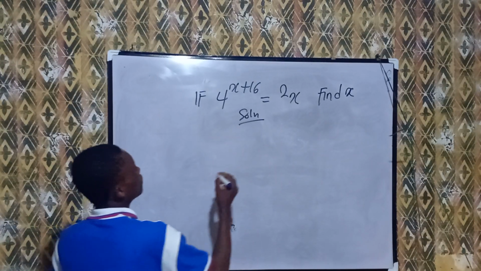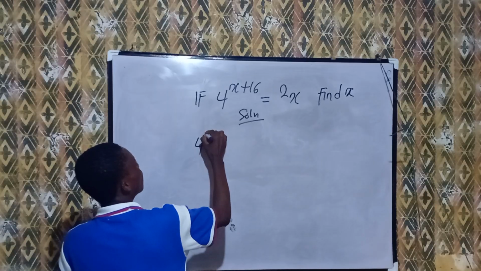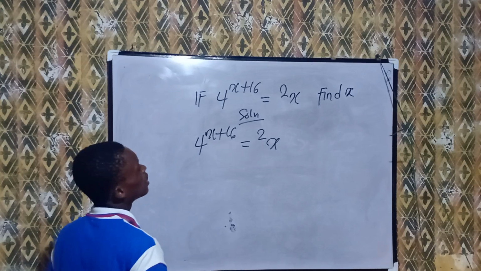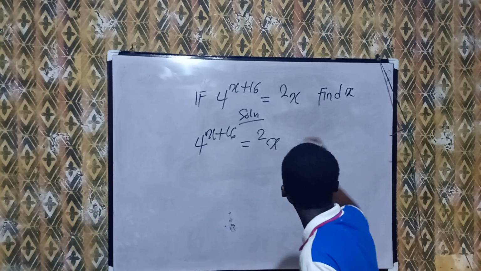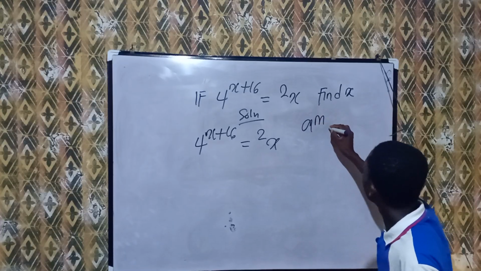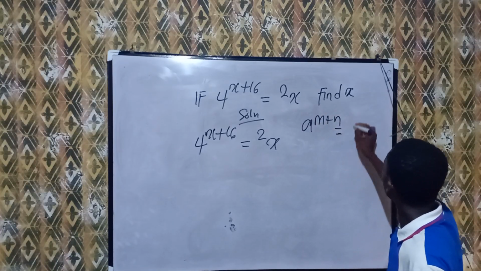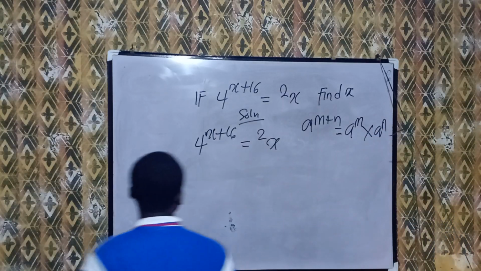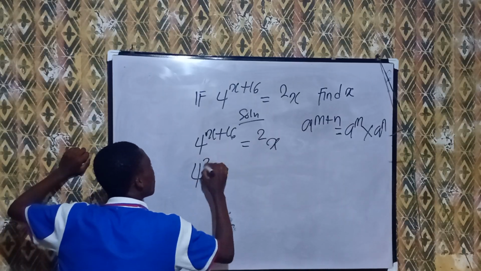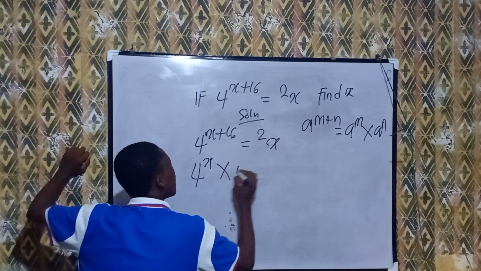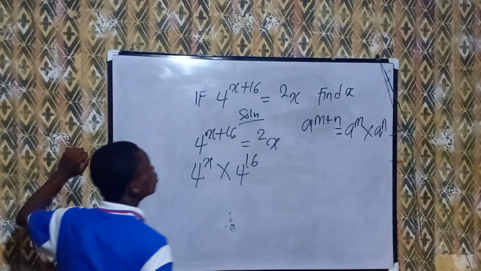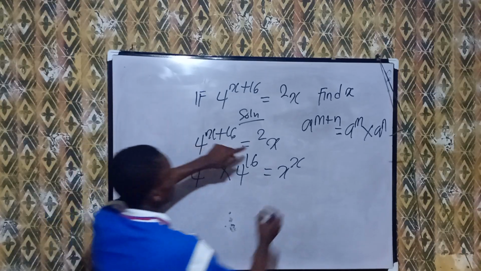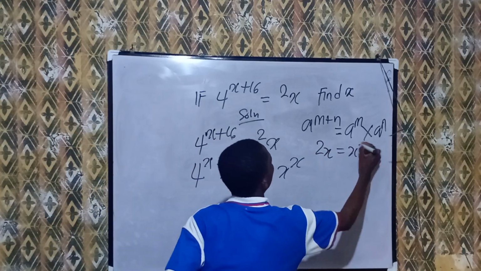We know that from this equation, 4 to the power x plus 16 equals x tetrate 2. Now we know that if we have a to power m plus n, this equals a to power m times a to power n. All right, let's use that here. So clearly we can see that here is 4 to power 16 times 4 to power x equals x to power x, because we said that this equals x to power x.